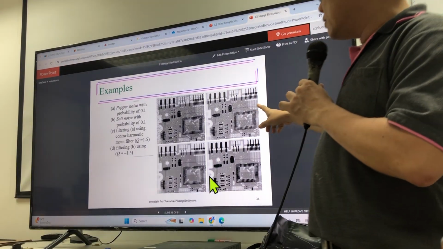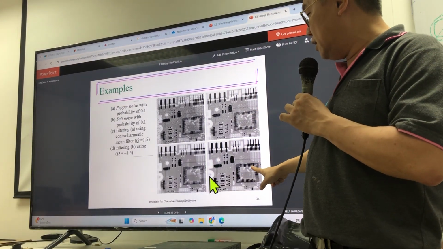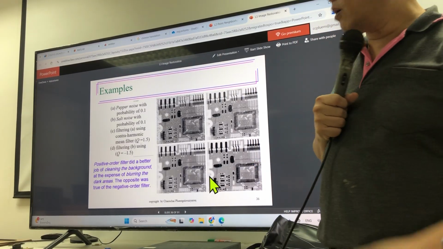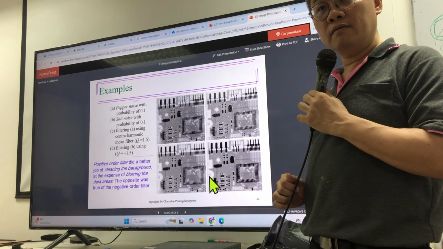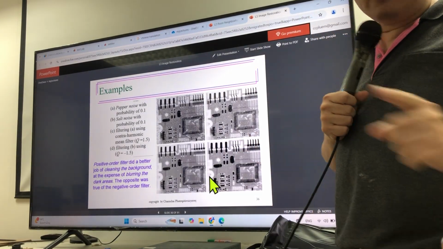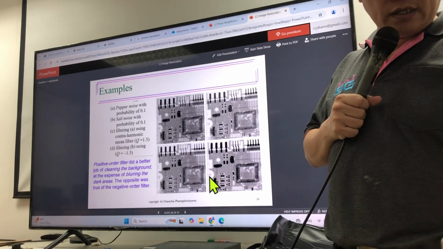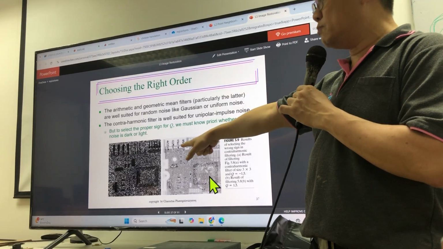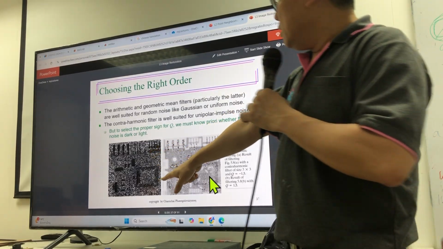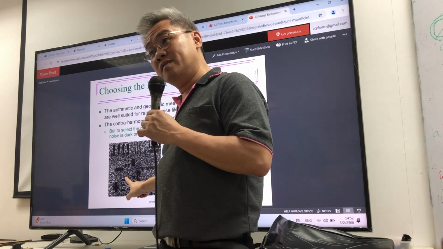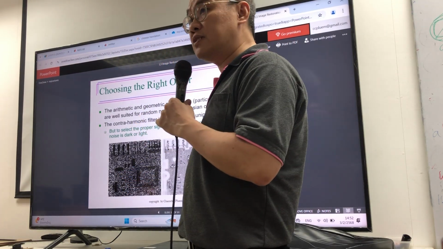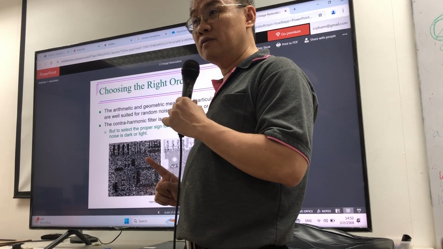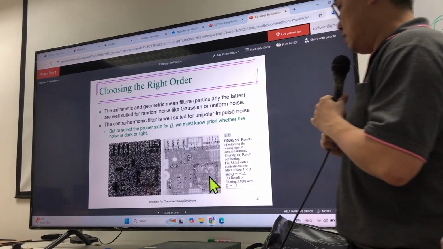And if you want to get rid of the salt noise, you use Q equal to -1.5. It looks better. However, you have to be careful when you use the contraharmonic mean. If you use the opposite, if you have pepper noise but you use -Q, it will enhance the pepper noise. Or if it's salt noise and you use +Q, it will enhance the salt noise. Be careful with the contraharmonic mean.